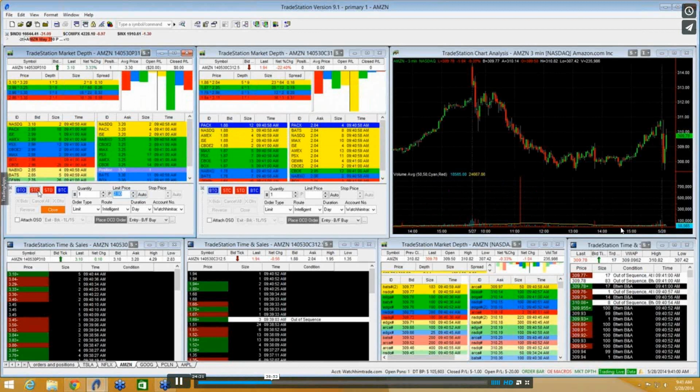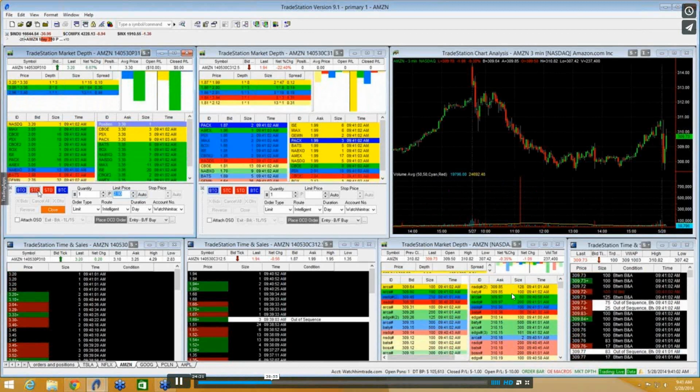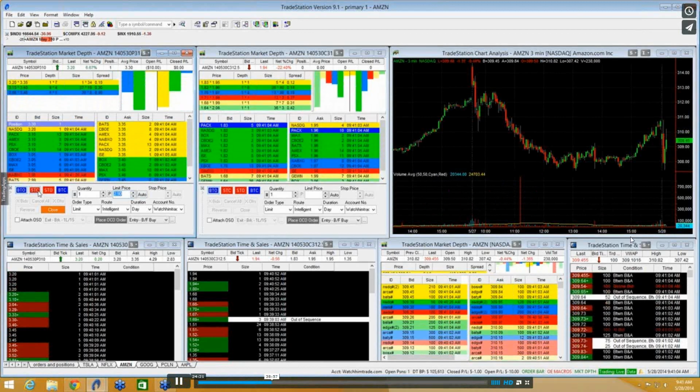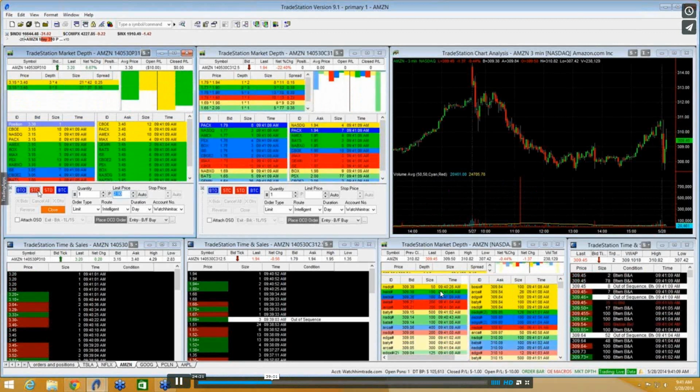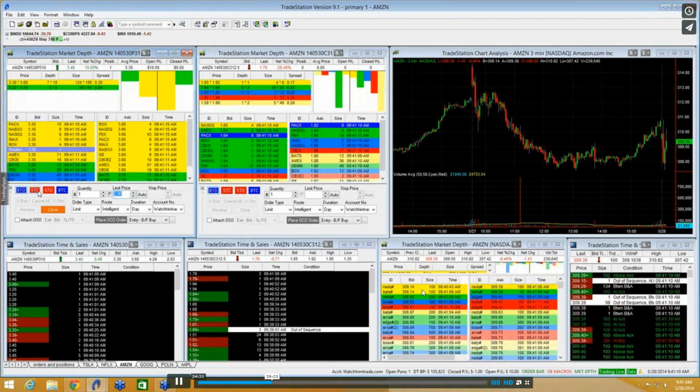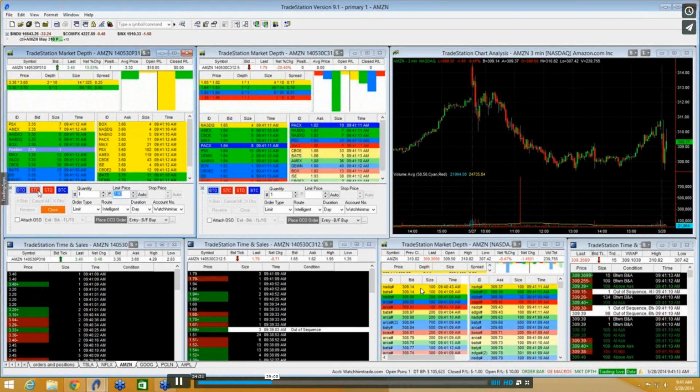So let's observe here, testing 310. You can see the asks came back below 310, started stacking beneath 310 again, so that's good. The bids are getting wiped back out. We're back down near 309.